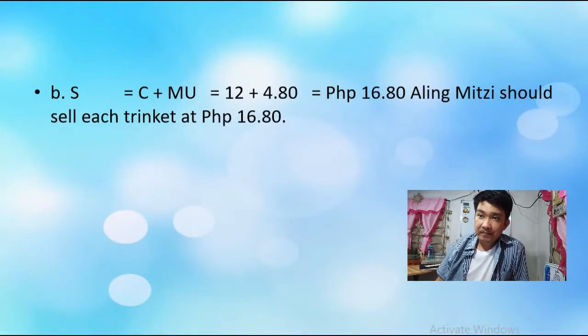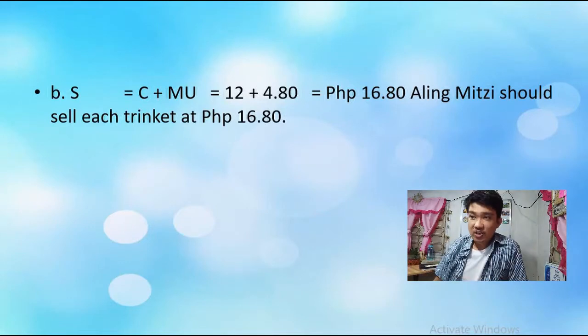Letter B. S is equal to C plus MU, or the selling price is equal to cost plus markup, which is equal to 12 pesos plus 4.80 pesos. So it is equal to 16 pesos and 80 centavos. So Aling Mitzi should sell each trinket at 16 pesos and 80 centavos.